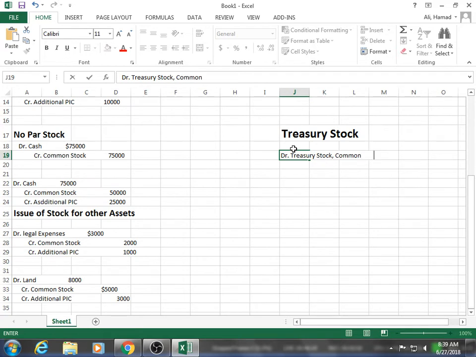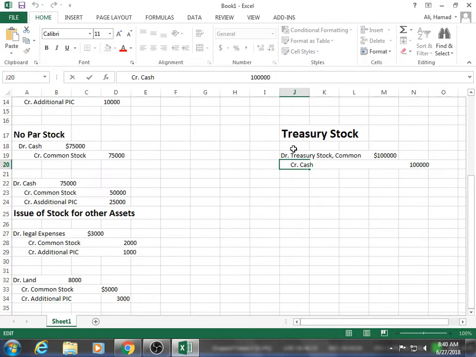So you have the $100,000, and we're going to credit, guess what? Cash. Yes, sir, because we paid cash for it. For how much? $100,000. Why don't we use additional paid-in capital here, like what we did with the others?